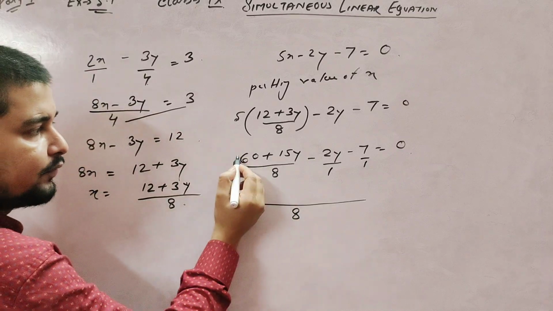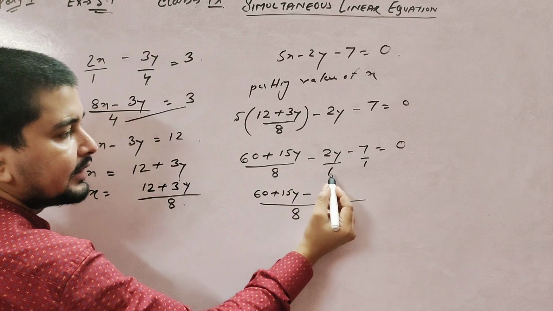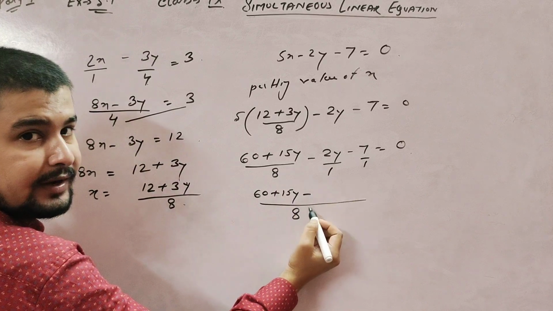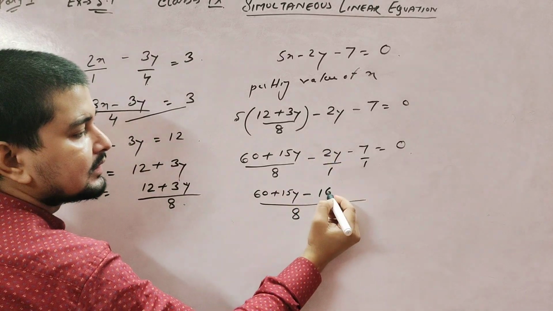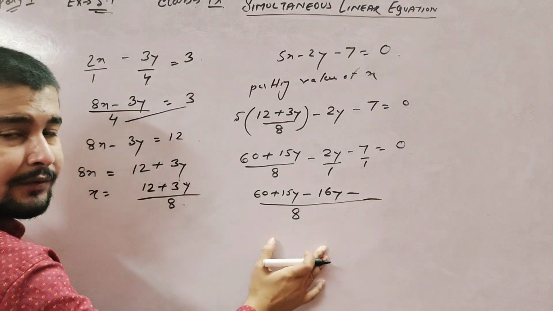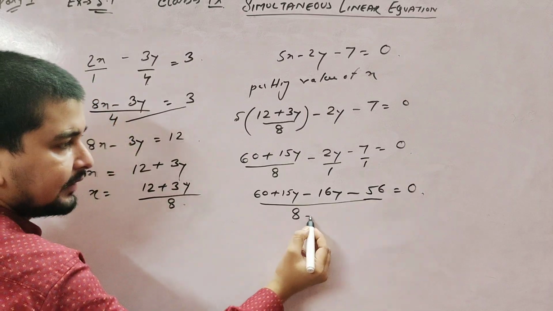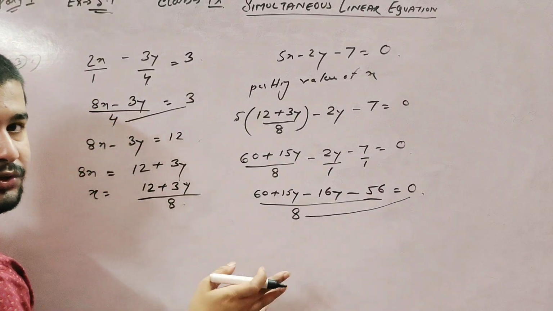8 divided by 8 is 1. 1 into 60 plus 15y, that is 60 plus 15y, minus 8 divided by 1, 8 times 2 is 16y, minus 8 divided by 1, that is 8. So 8 times 7 is 56 equals to 0. This 8 going this side, that means 0 into 8 is 0.